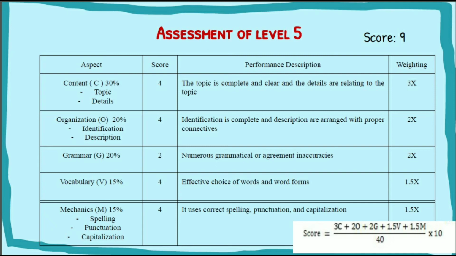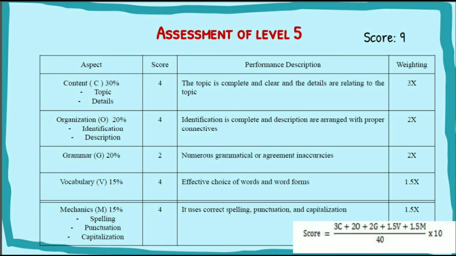For the weighting, it is times 2. The next aspect is grammar. The score is 2. The performance description: numerous grammatical or agreement inaccuracies. The weighting is times 2. The next aspect is vocabulary. The score is 4. The performance description: effective choice of words and word forms.